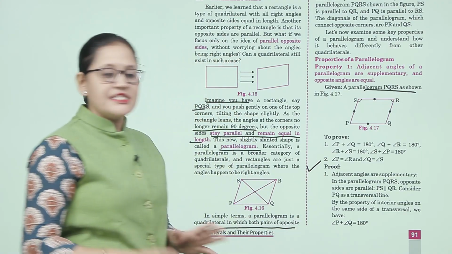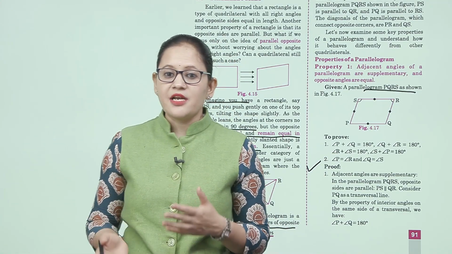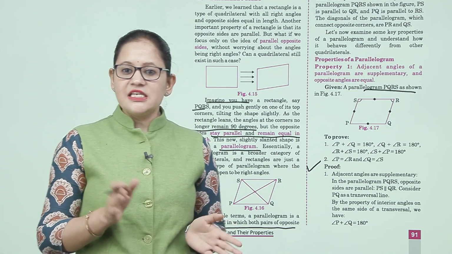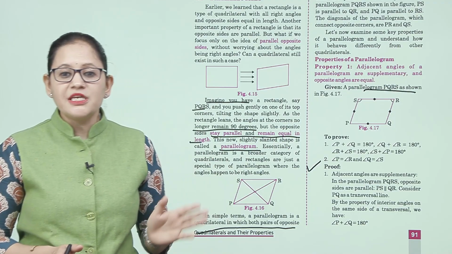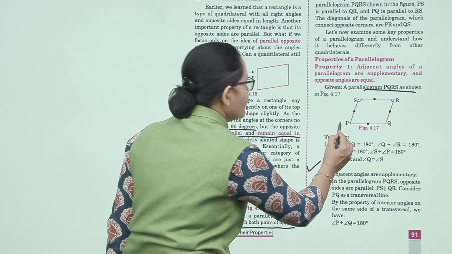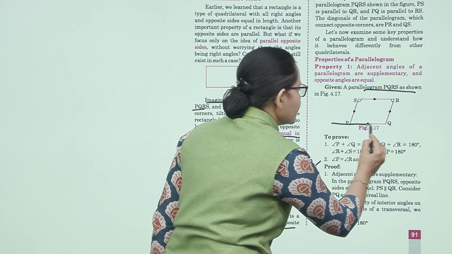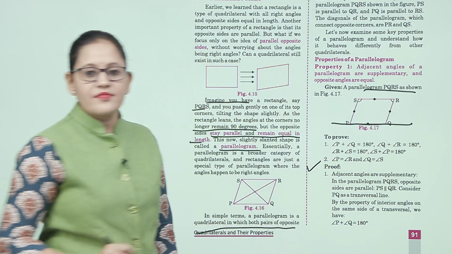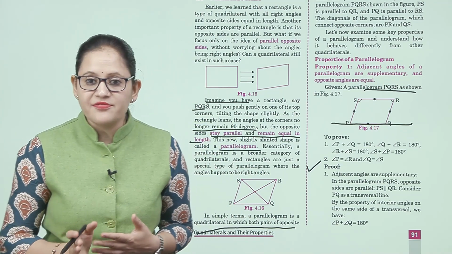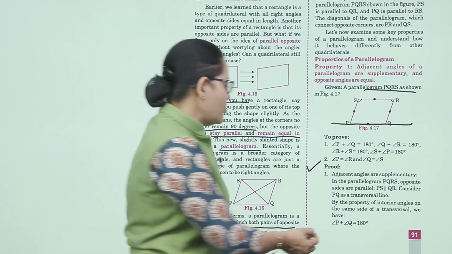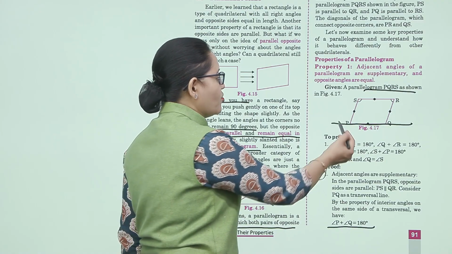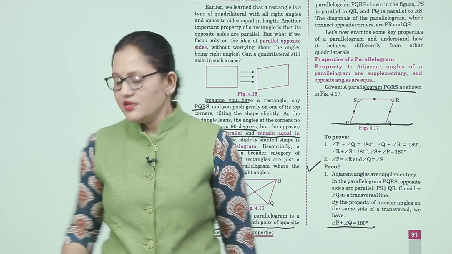Now the proof. Adjacent angles are supplementary in the parallelogram PQRS. Opposite sides are parallel: PS is parallel to QR. Consider PQ as the transversal line. By the property of interior angles on the same side of the transversal, we have angle P plus angle Q equals 180 degrees.